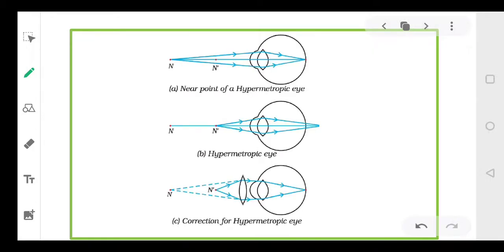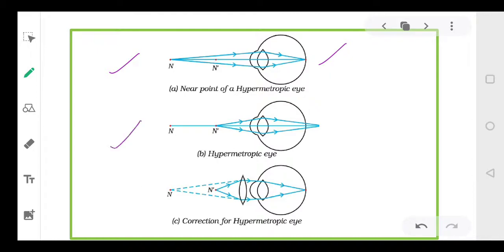Now see, again I have drawn the three diagrams. First is a normal eye. Okay, first is a normal eye. Clear? So in case of normal eye, the image is again formed on retina. Right? The image is always formed on retina. Clear? So there is no problem in this.